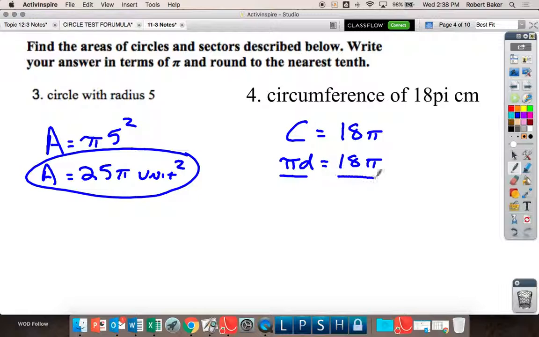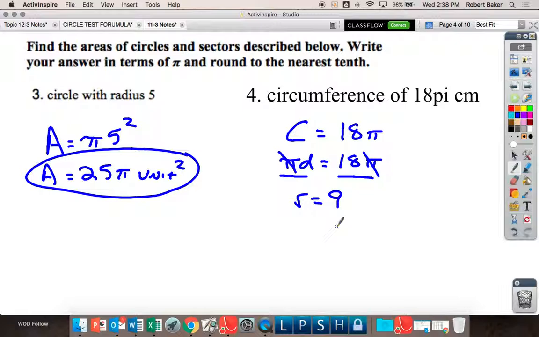So these 2 things are equivalent. This is the equation for circumference. This is the circumference, but they are both circumferences. So in this scenario, the pi's cancel each other out. And what is your diameter? 18. Now you can justify that your radius is 9. All right, so we've backward solved, and now the radius of that circle is 9 centimeters.